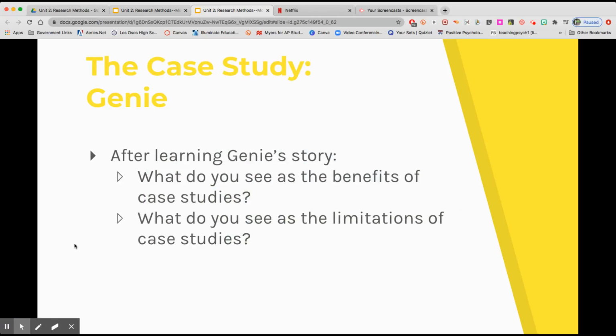So, what I'd like you to write after learning about Jeannie's story, after hearing that, what do you see as a benefit of a case study? So, again, this really in-depth look at just one person or small group of people. And then, what might you see as the limitations of case studies? So, go ahead and write.